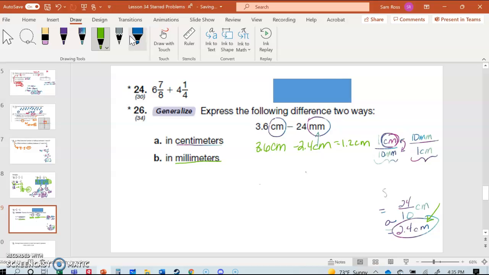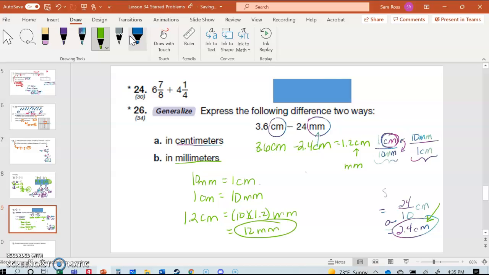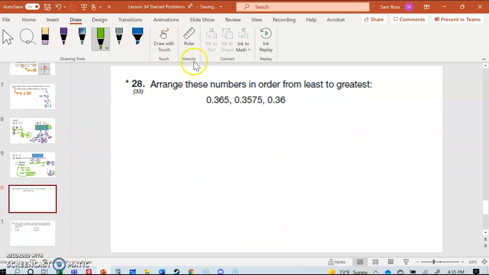Now, since I've already done the subtraction, I can just convert this to millimeters if I want to. Or I could convert this to millimeters and subtract again. But I know that 10 millimeters is equal to 1 centimeter, or 1 centimeter is equal to 10 millimeters. So here I have 1.2 centimeters. So this is going to be 10 times 1.2, which is 12 millimeters. And that is the answer to this one. Boy, that was harder than I thought it was going to be.